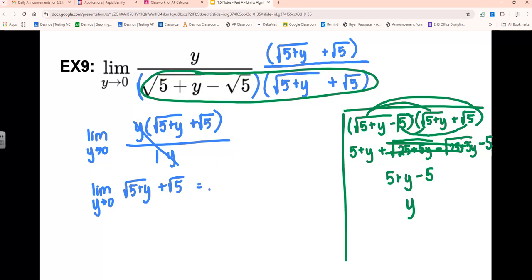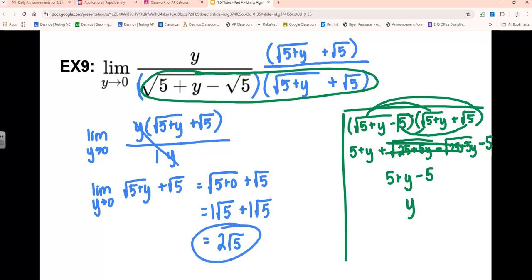And so now I'm going to try direct substitution. Square root of 5 plus 0 plus the square root of 5. That's going to be the square root of 5 plus the square root of 5. What is that? It is 2 times the square root of 5, because each one of these has a 1 in front of it. It's like adding 1x and 1x together, you would get 2x. 1 square root of 5 plus 1 square root of 5 gives you 2 square root of 5. And that would be your answer for the problem.